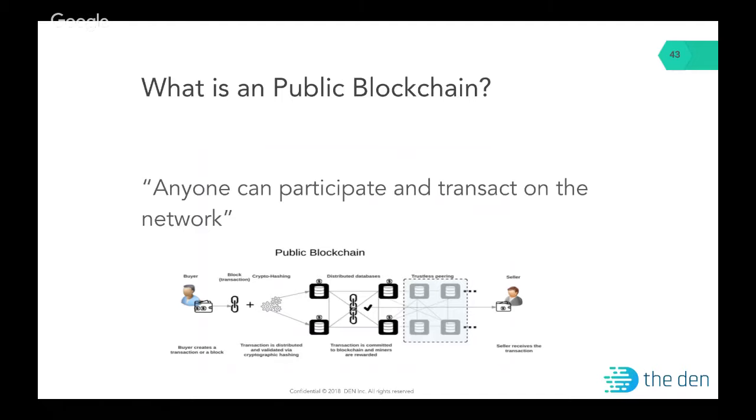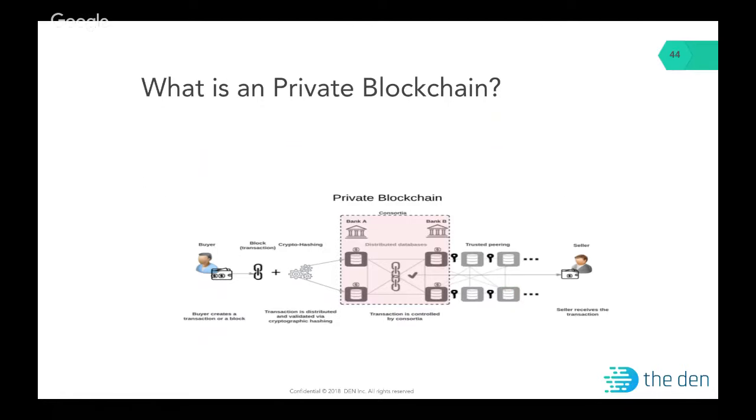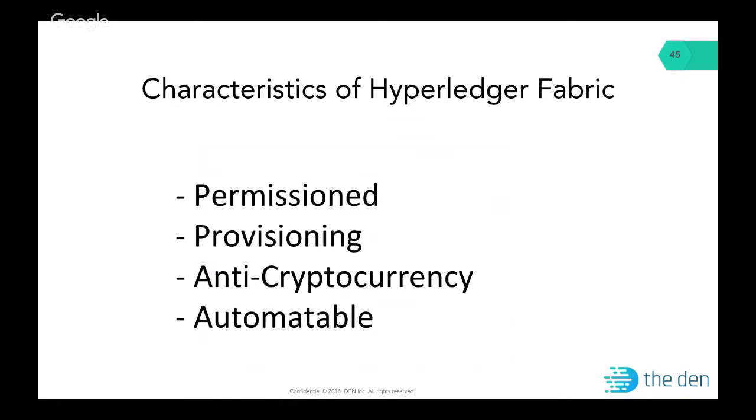What is a public blockchain? Can anyone give me an example? Bitcoin? What makes a public blockchain? Basically, anyone can participate and transact on the network. That's a very layman's terms answer, but there may be more rules involved. Now, what is a private blockchain on top of that? It's basically you get to decide who does what. There's a consortium and there are rules in there. So we talk about these, let's go a little bit more in depth, right?